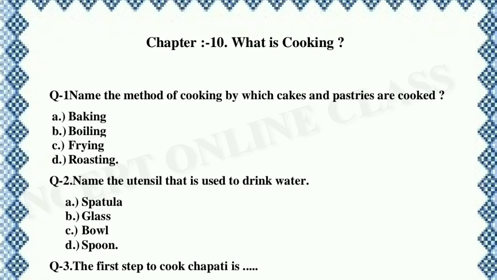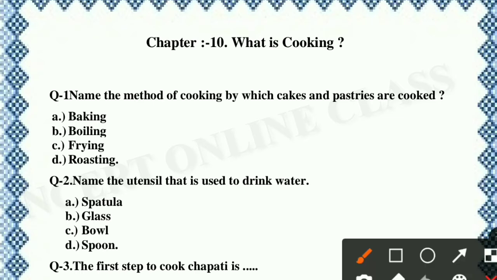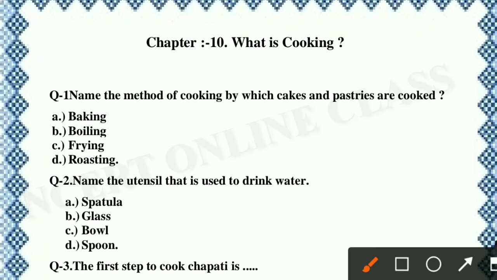So let's start. Question number 1, name the method of cooking by which cakes and pastries are cooked. We need to find the correct answer from the 4 options. It is baking, boiling, frying or roasting. Students know that it is baking. Option A is the correct answer because for cooking cakes and pastries, the method is baking.